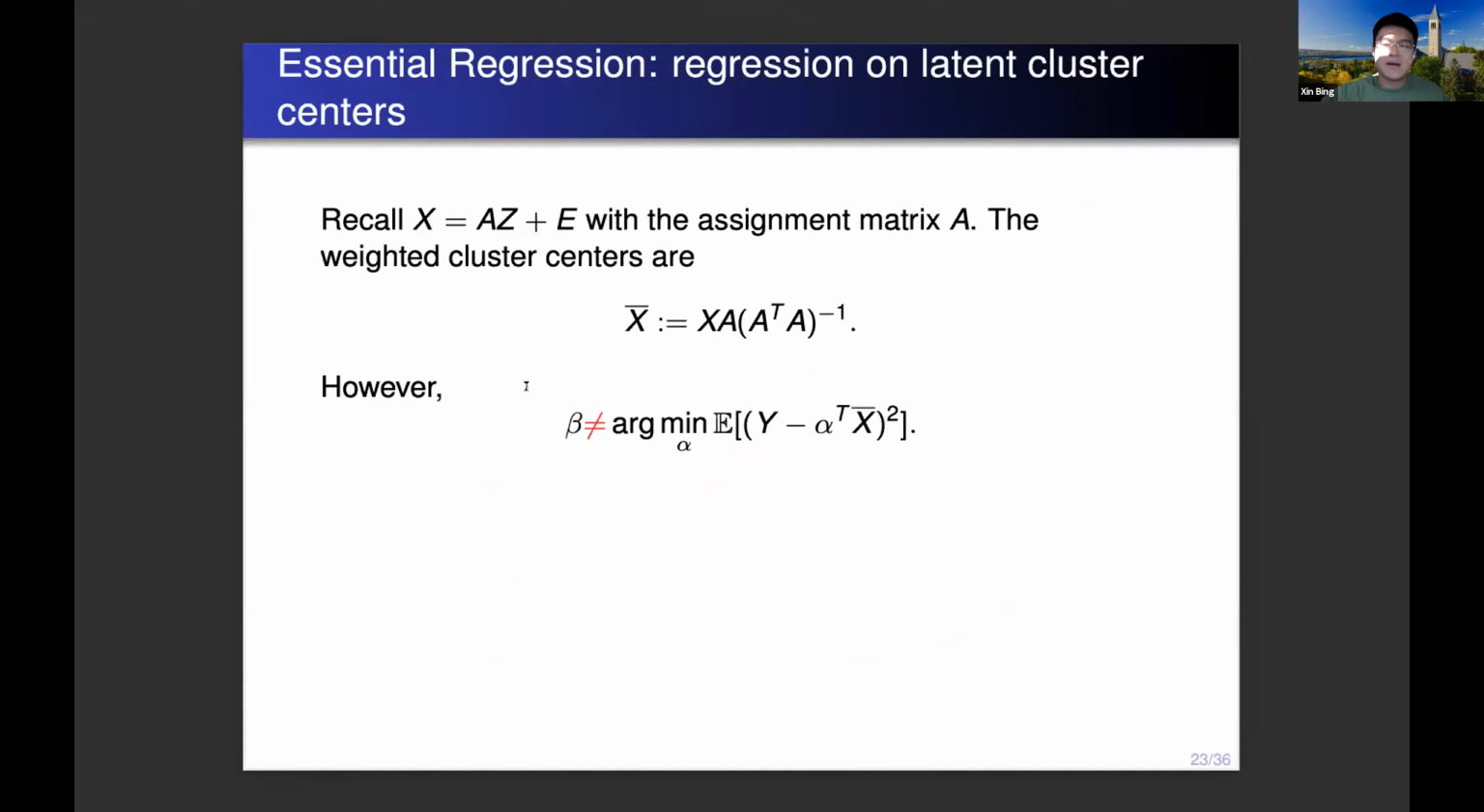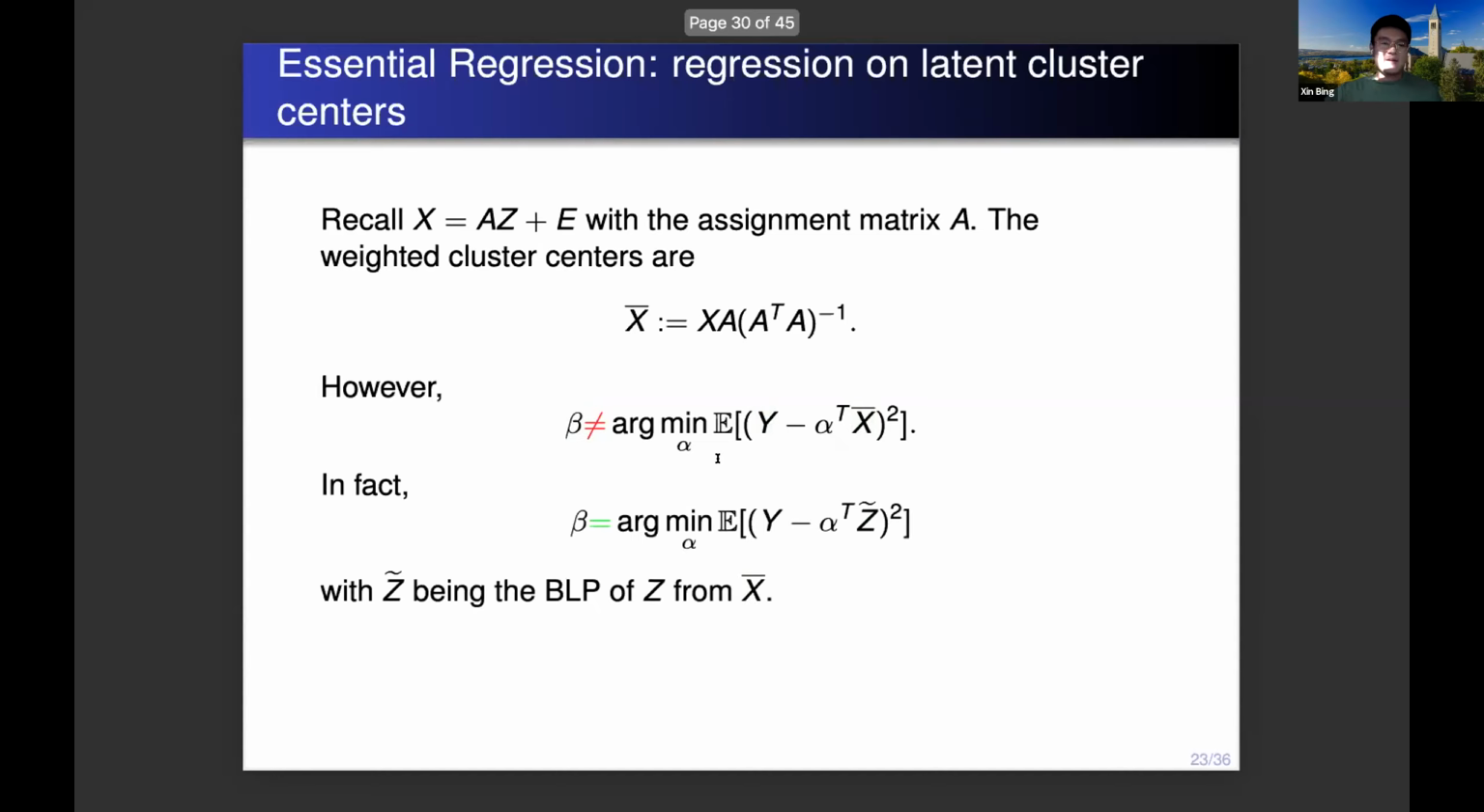However, an important remark is that the linear coefficient beta is not equal to the following expression, which means we regress Y onto this weighted cluster centers. So this is not equal in general. In fact, this can be easily corrected by regressing Y onto the best linear predictor of Z from X bar.